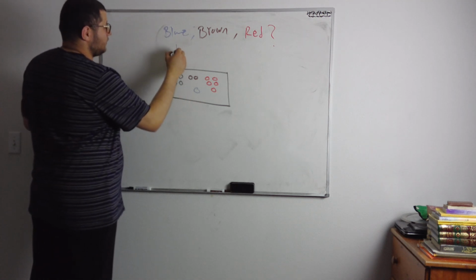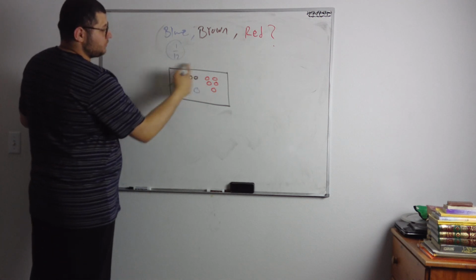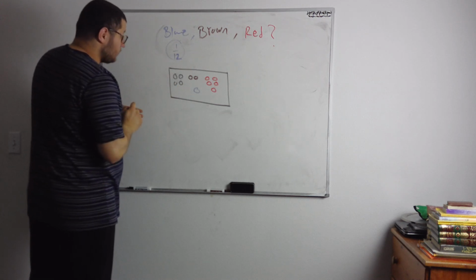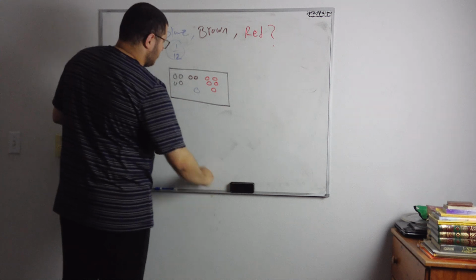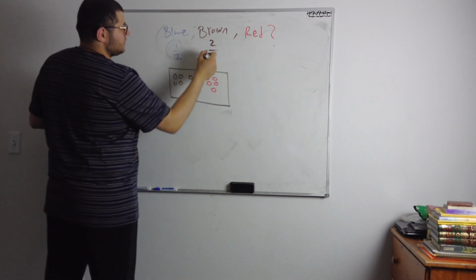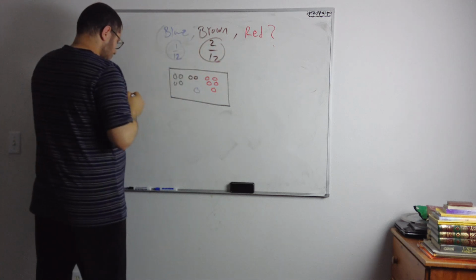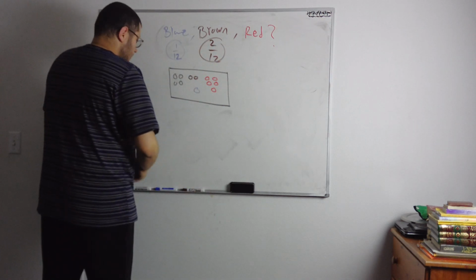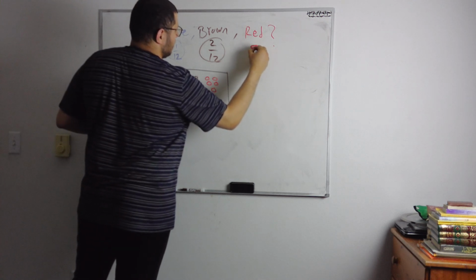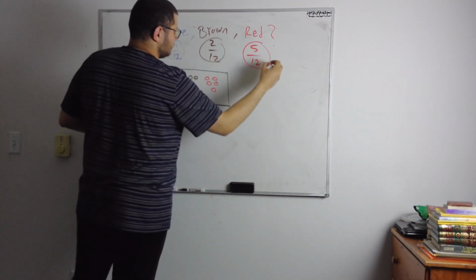So blue is going to be 1 out of 12, 1 marble out of a total of 12. The brown is going to be 2 out of 12, because 2 marbles out of a total of 12 marbles. And then the red is going to be 5 out of a total of 12.